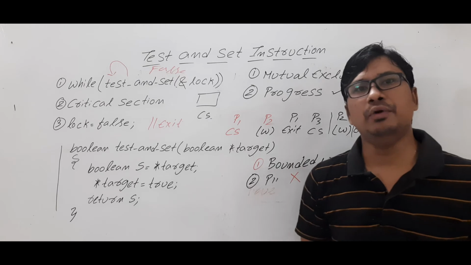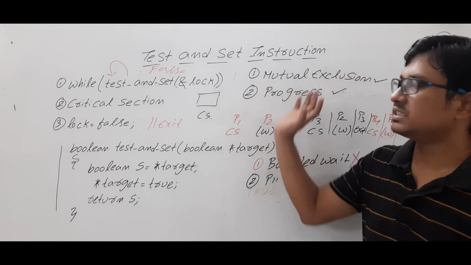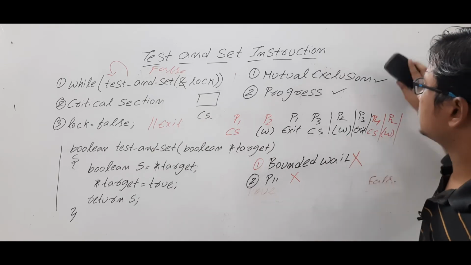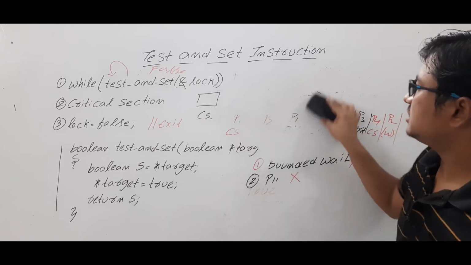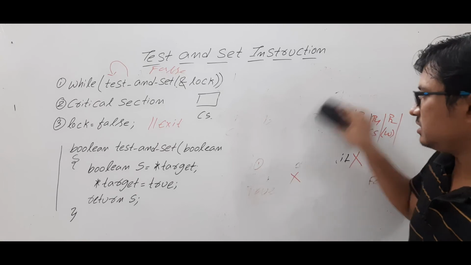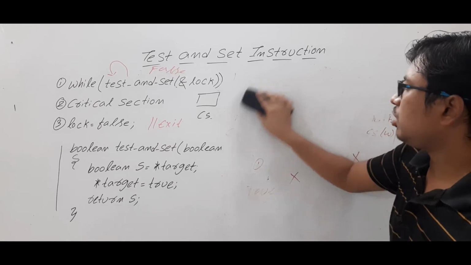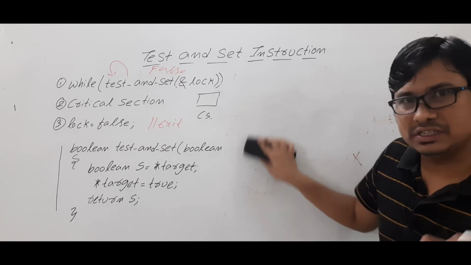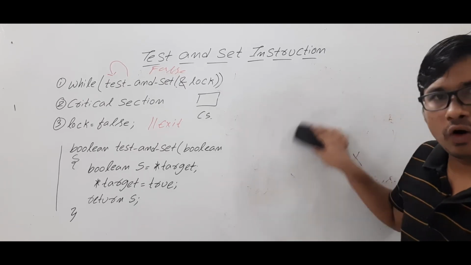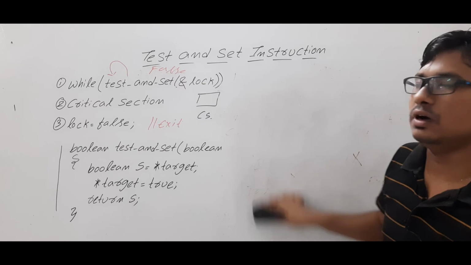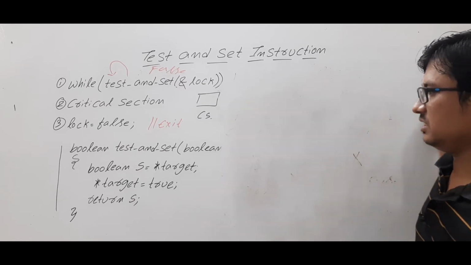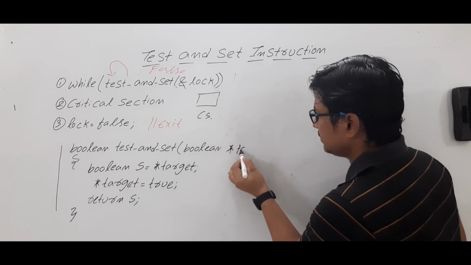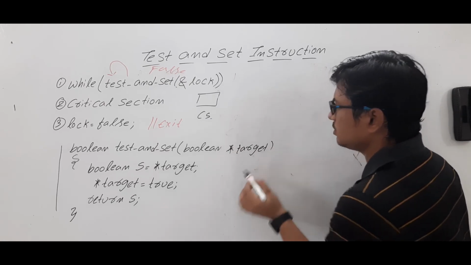I hope you have understood what the test and set instruction is and what its limitations are. Now let me discuss one more limitation in the process synchronization mechanism, which we call spin lock. I know that the video is lengthy, but I want to discuss all the important points related to the test and set instruction. Is it clear?